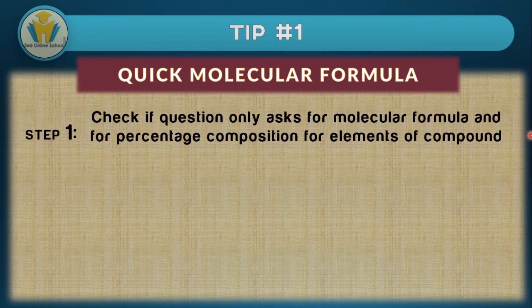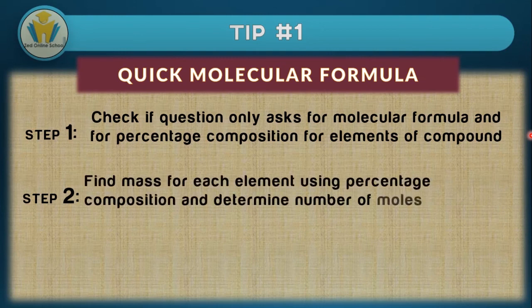After you've seen that your question only asks for the molecular formula, you need to check if your elements have been given as percentages. For example, we had 21.2% of nitrogen somewhere in the examples, and you check for that. After that, then you're going to go to step 2. You find the mass of each element using percentage composition and determine the number of moles. What does this second step mean?